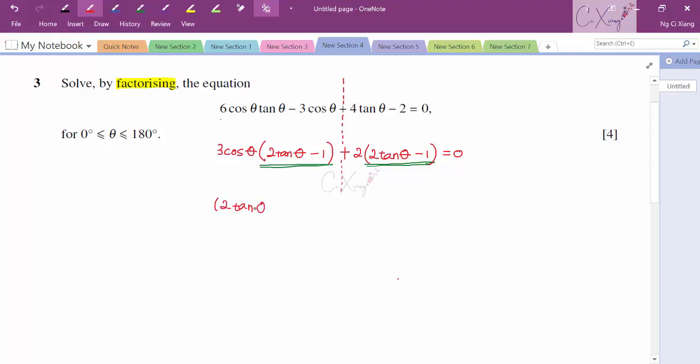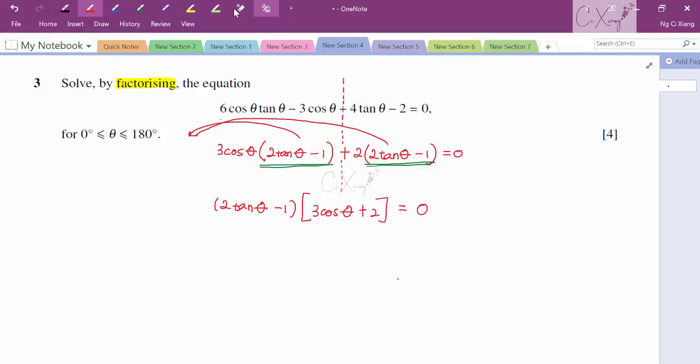So 2 tangent theta minus 1. Imagine that if you pull out this whole bracket outside, the first term will become 3 cos theta. Same thing happens for this part. If you factorize out the whole bracket, then the second part here left the 2, and it is equals to 0. Alright, so after this step, you can see that we successfully factorized the equation into 2 smaller brackets, and now we can try to solve them.